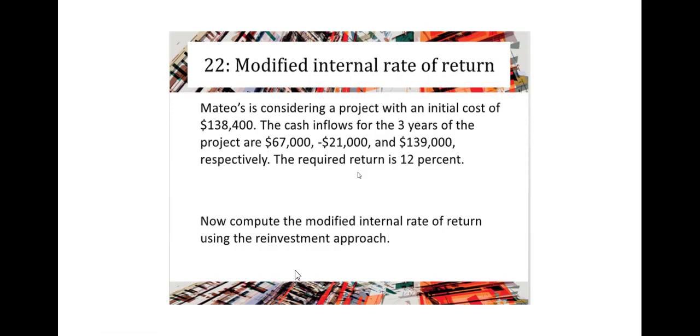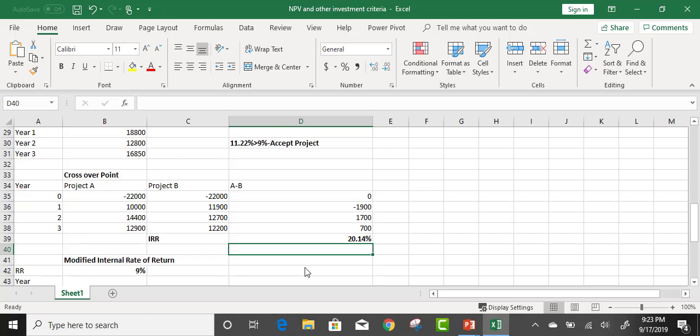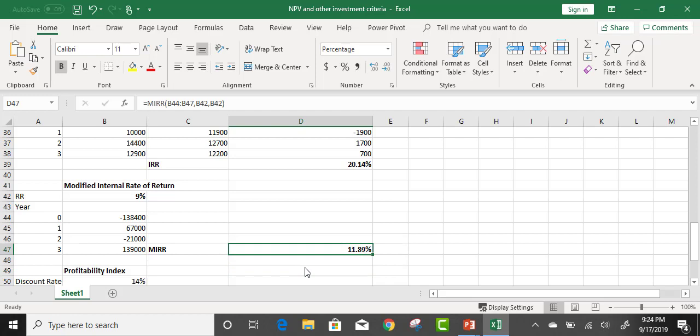When the modified rate of return uses the discounting approach, you are discounting the negative cash flows. This is in year 0, so it's not discounted, and the 21,000 is in year 2, so there are 2 years, which is discounted with the discount factor 1.12, and then you can find the internal rate of return. However, Excel can easily get you the value of the modified internal rate of return of the project.